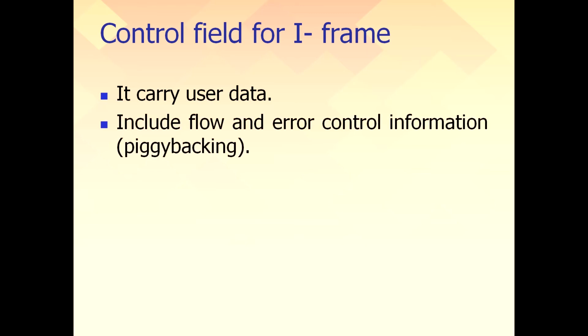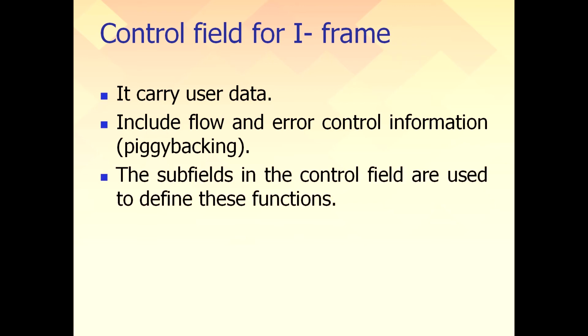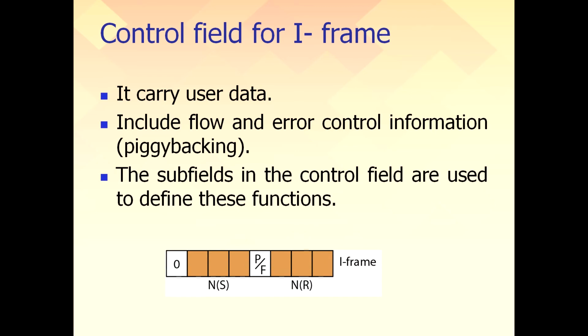The first one, control field for I frame. We know the I frame's purpose is to carry the user data, and it can also include flow and error control information by piggybacking. The subfields in the control field are used to define these functions. The subfields indicate the total 8 bits, which define these functions.